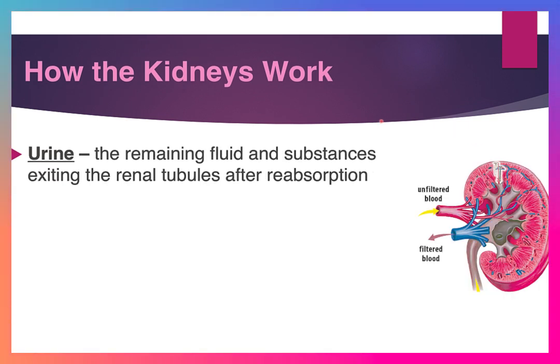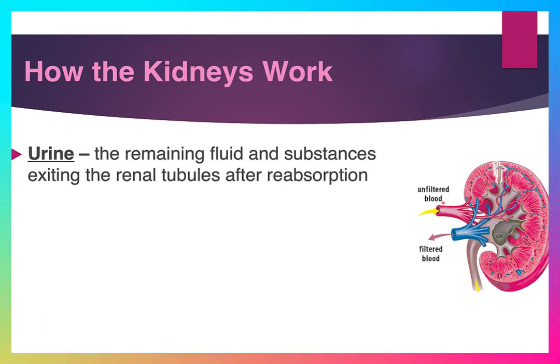Once it goes through all that, the fluid that remains is called urine, and the urine is then transported here into the collecting system and into the renal pelvis, and then from the renal pelvis into the ureter. So the urine is filtered here, goes through the reabsorption process, ends up ultimately in the collecting system here, and then in the renal pelvis. Once it's in the renal pelvis, it goes into the ureter and down to the bladder.